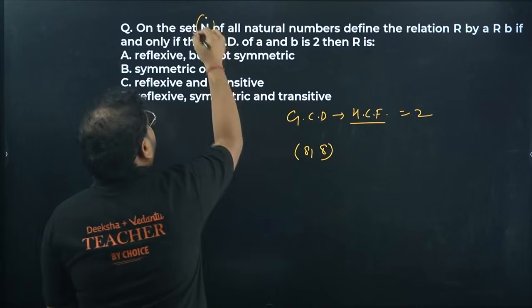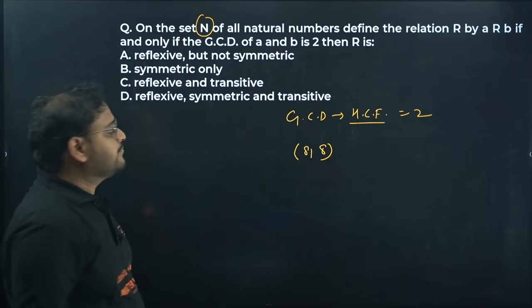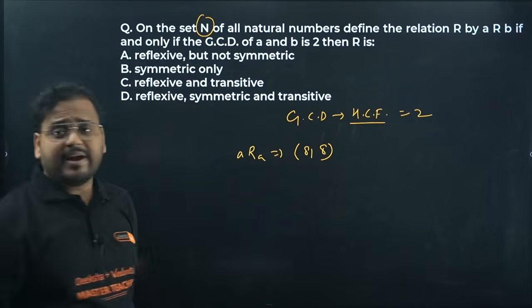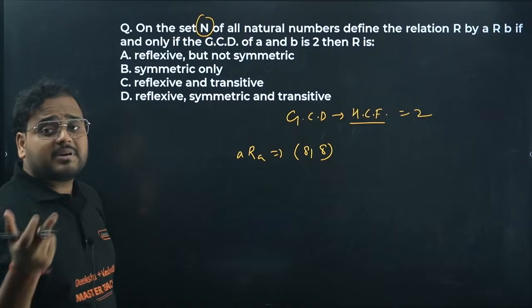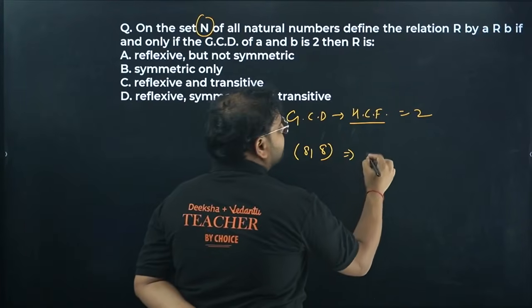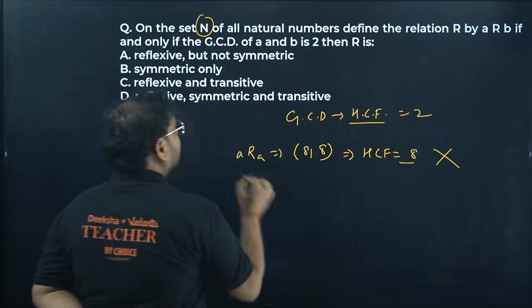Now defined on N, a natural number. So 8 is a natural number. I can make an ordered pair (8, 8). Is this property true? So (8, 8) is true. It's reflexive. But is it following the relation? Please check. HCF of 8 and 8 is 8 actually. HCF is 8, so this is not possible. Okay, so the first one is gone.